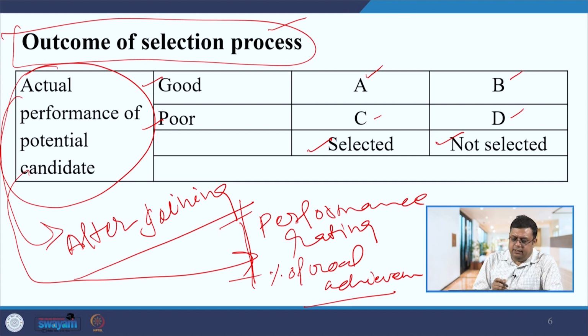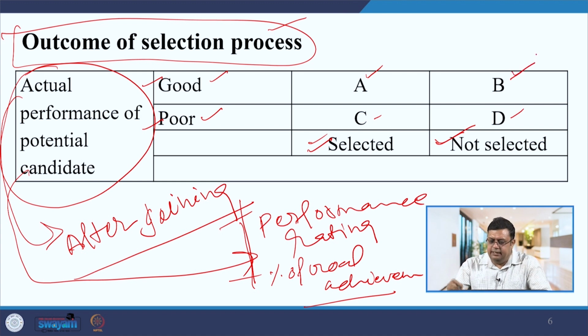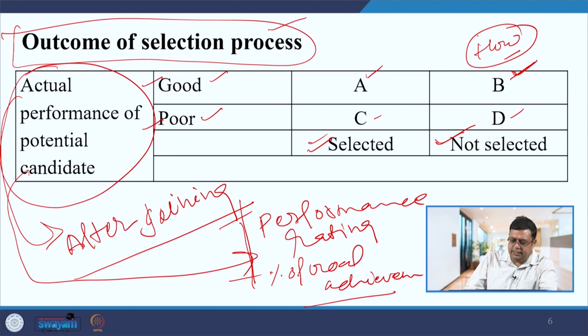So here you can see two categories, good and poor, selected and not selected, right. For the not selected candidates, if you have not selected them, they are somewhere else. If you can get the information about how they are performing, you can think of it alongside whoever is there in your organization whom you have selected. So now you can check it. How can you check? The number of candidates and the performance rating.